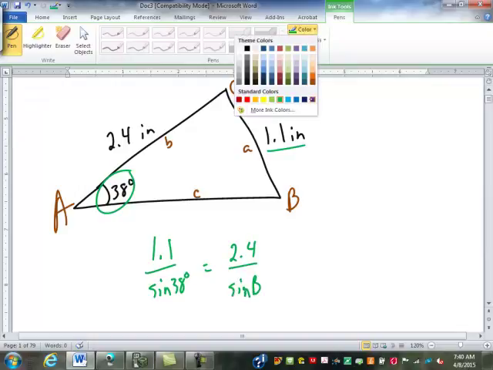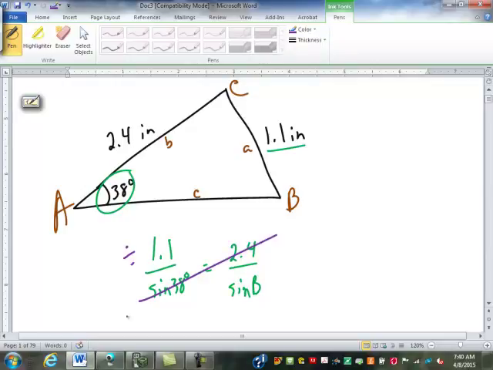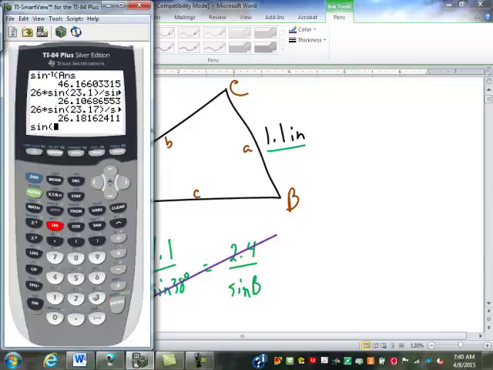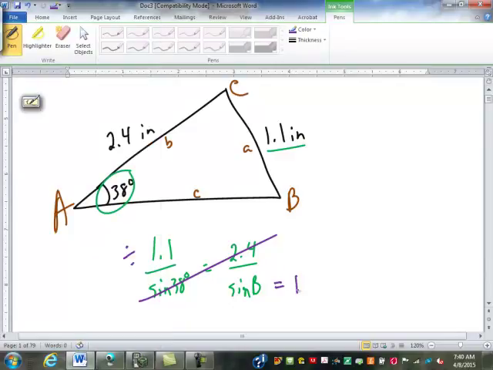We cross multiply and divide here. Sine of 38 times 2.4 divided by, oops, that's not going to work. Sorry, sine of 38, got to remember to close my parentheses, times 2.4 divided by 1.1. And we get the sine of b is 1.343. What's wrong with that? Sine can never be greater than 1. If we did an inverse sine, then we're going to get an error.